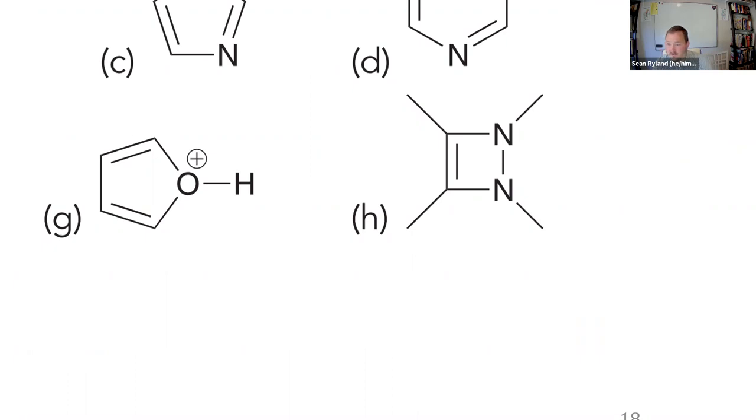That doesn't look particularly stable, but does it meet our criteria? Is it a cycle? Yeah. Does it have a conjugated pi system all the way around? We've got a pi bond. Each of these nitrogens has a lone pair.